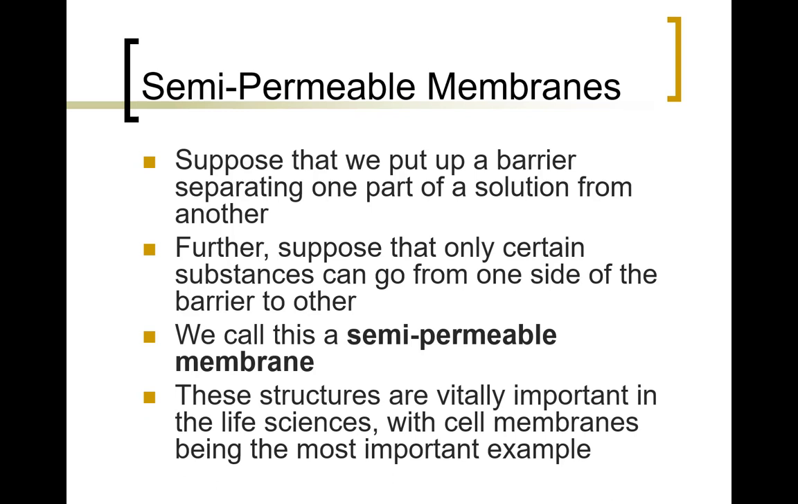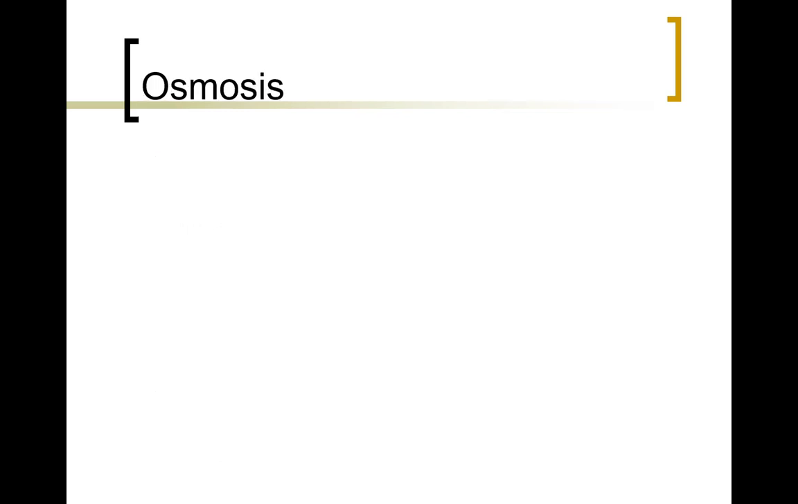Semi-permeable membranes are very important in biological processes, and perhaps the most important of all of these is the cell membrane, and some of the membranes which exist within cells themselves, the intracellular membranes, which have to be very restrictive in what they allow to go into a cell or what is allowed to leave a cell.